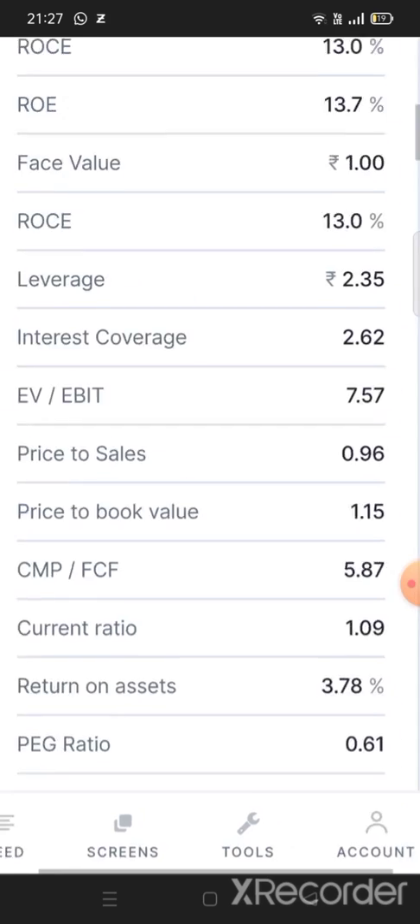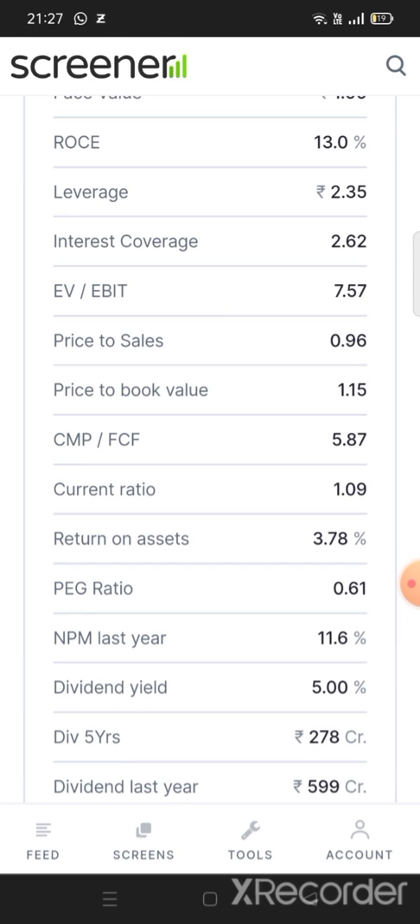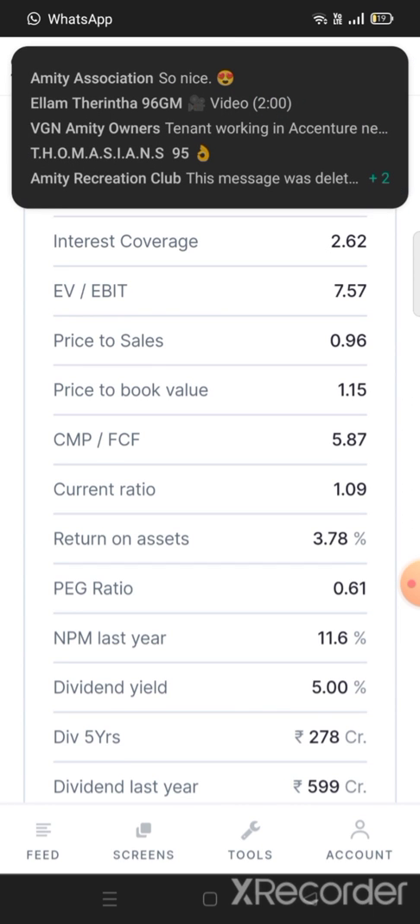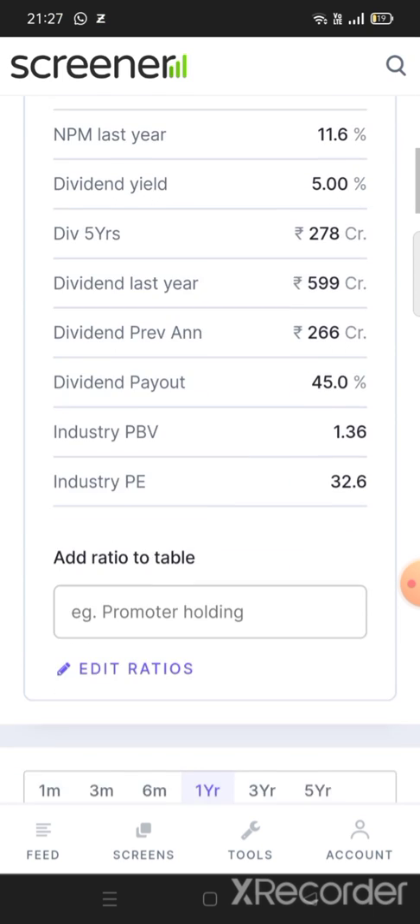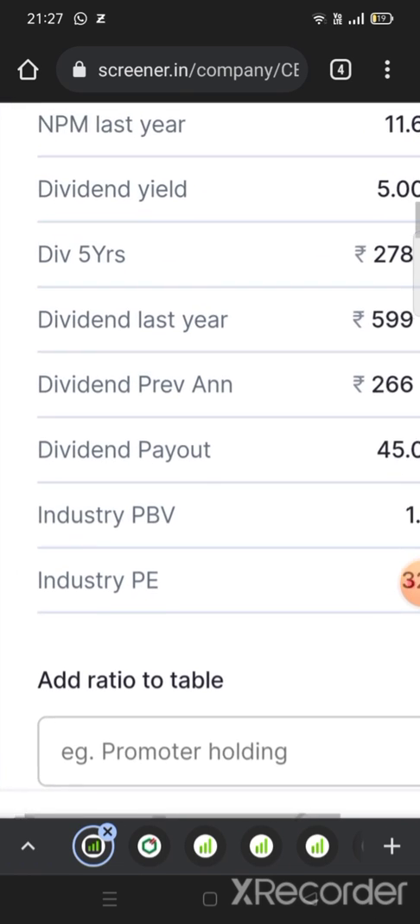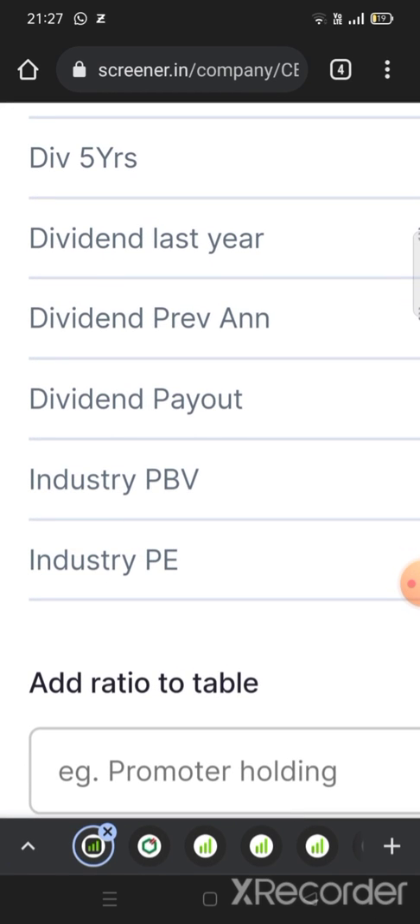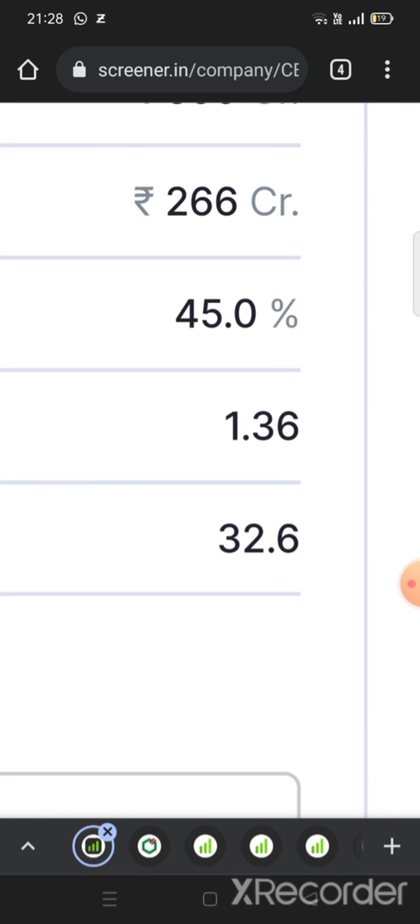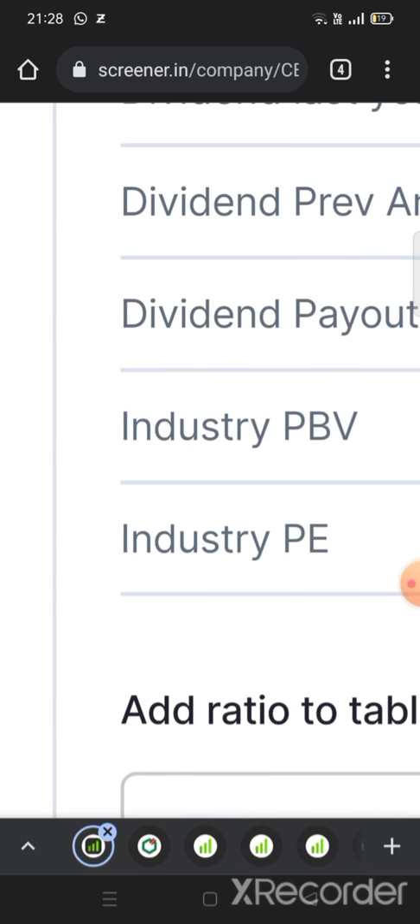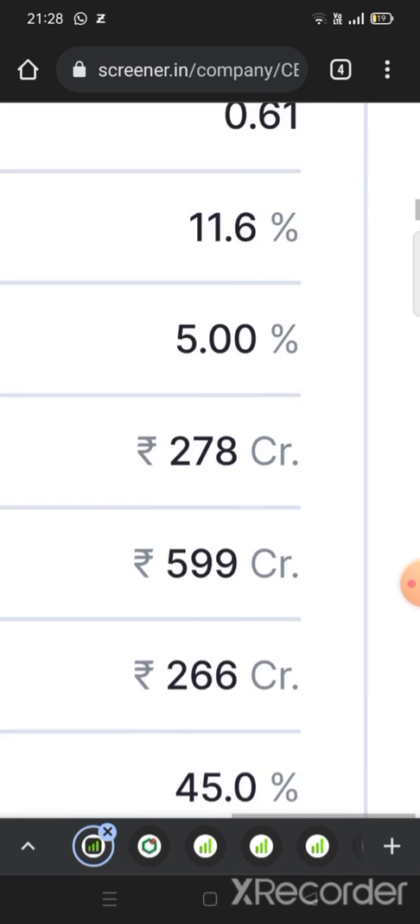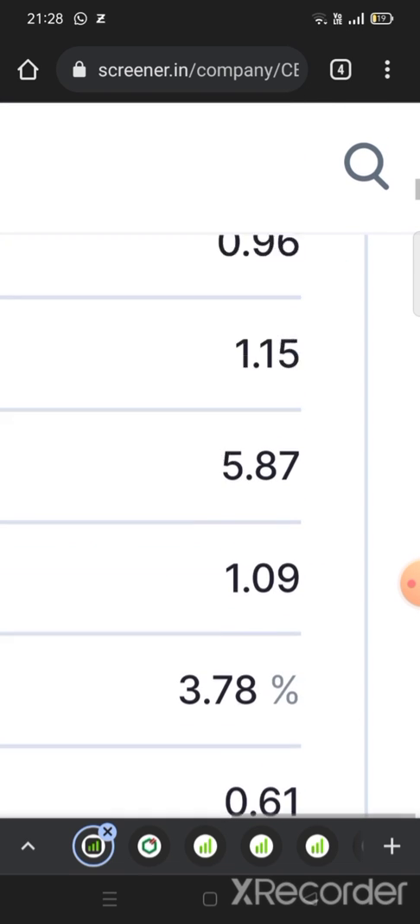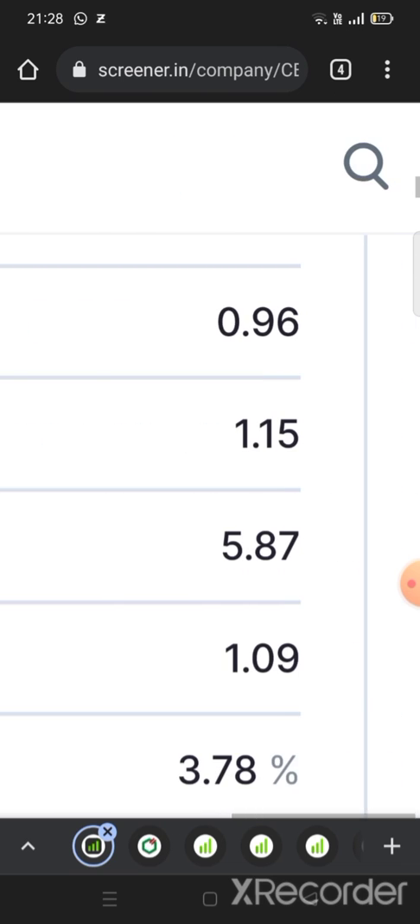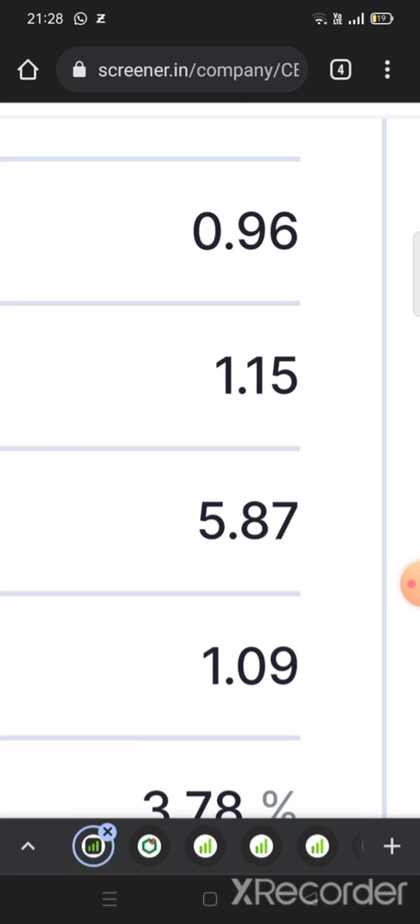So usually the price to book value when it is less than 1, that means it's a cheap stock. And also you can compare the price to book value with the industry price to book value. So CSC actually belongs to the power sector, and the industry price to book value is 1.36. So when this is compared with the price to book value of CSC, which is 1.15, CSC is actually trading cheaper than the sector. So that's the inference out of it.